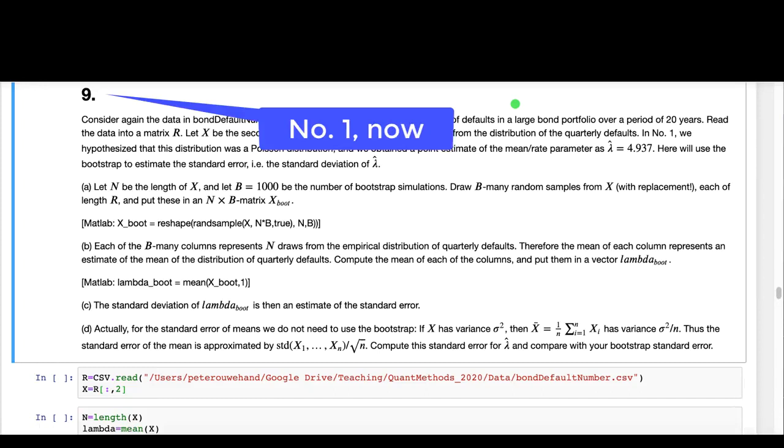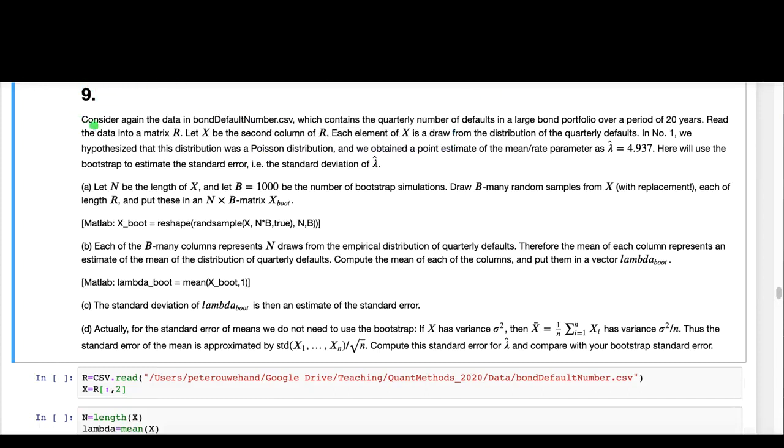Let's now consider an example. This is number 9 on the exercise sheet. Consider again the data in bond default number.csv, which contains the quarterly number of defaults in a large bond portfolio over a period of 20 years. Read the data into a matrix R. Let X be the second column of R.